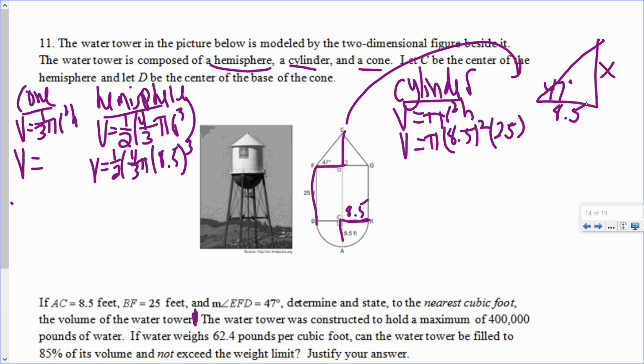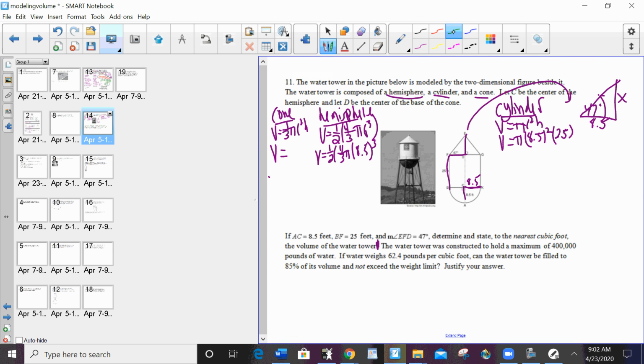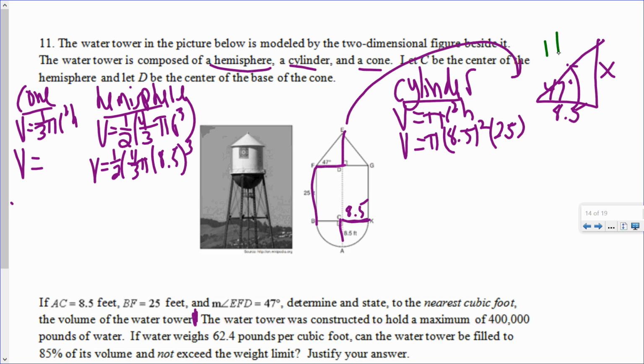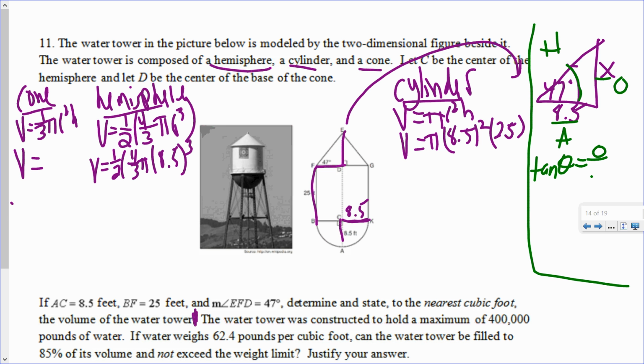I see a right triangle, an angle's involved, SOHCAHTOA. So we're going to have to do SOHCAHTOA. The angle connects the H to the A. That's my O. So I'm just doing this off to the side here. A and O are involved, so it's going to be tangent. Tan of theta equals O over A. Tan of 47 equals x over 8.5.